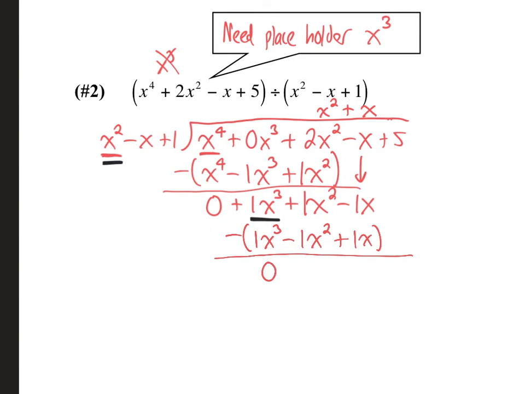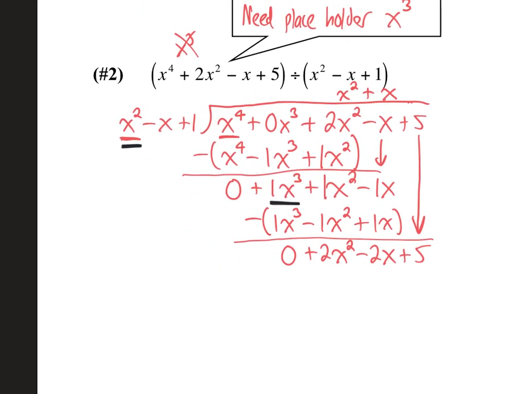1x squared minus negative 1x squared is actually 2x squared. Be careful, it's minus a negative 1. And then we have negative 1x minus 1x, which is going to be negative 2x. Next, we need to bring down the 5, so we're going to do plus 5 right here.